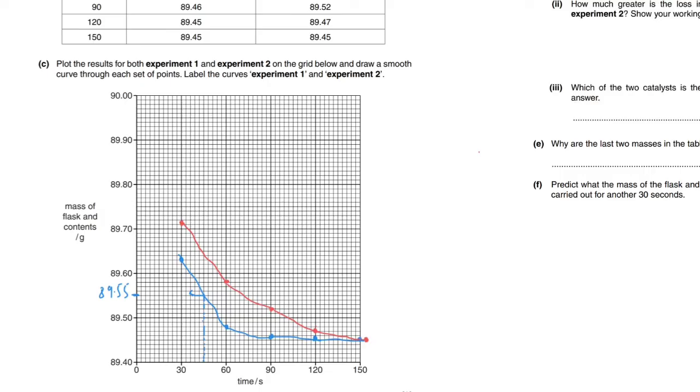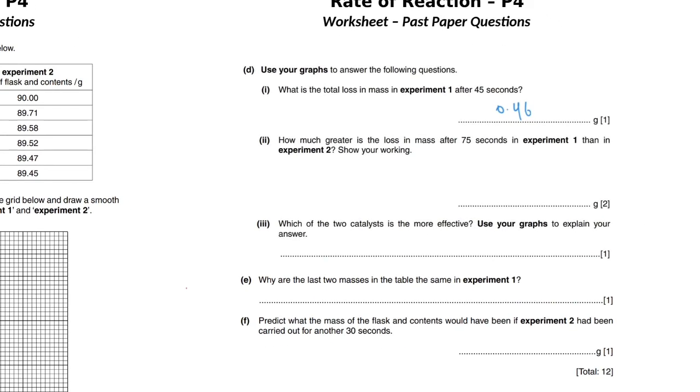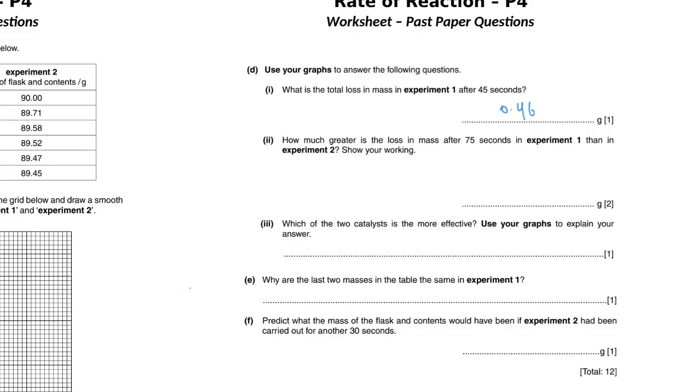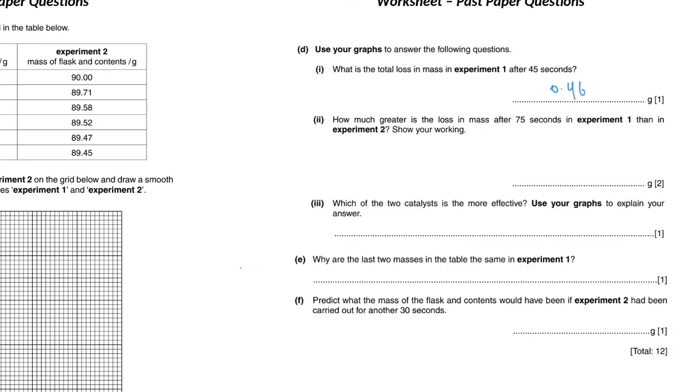It is for 0.46. The answer is 0.46. That's how you calculate. Okay, so how much greater is the loss in mass after 75 seconds in experiment 1 rather than in experiment 2? And you have to show your working. So we have to show your subtraction.